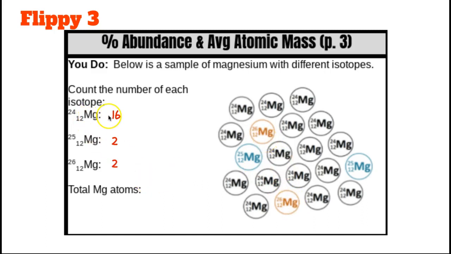So when we look at this magnesium, we've got 16 that have a mass number of 24, 2 that have a mass number of 25, and 2 that have a mass number of 26. Then the next thing we need to know is the total number. So if we add this all up together, 16 plus 2 is 18, plus 2 more is 20. We have 20 total atoms. So we're going to use this information to figure out the percent abundance, meaning what percent of the total number of atoms here have a specific mass number.